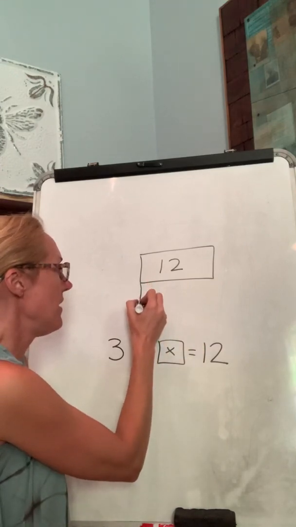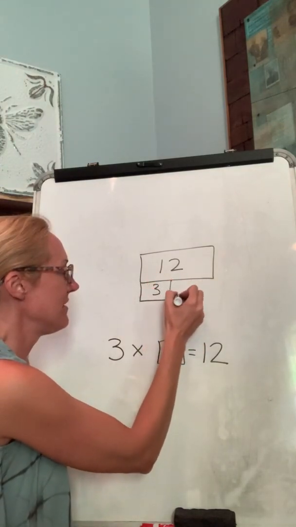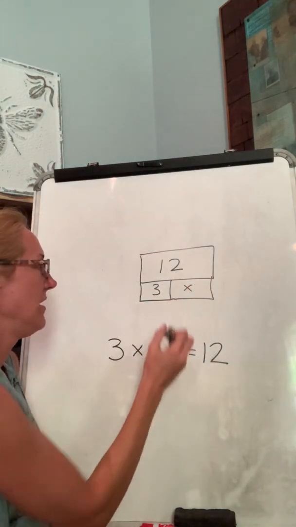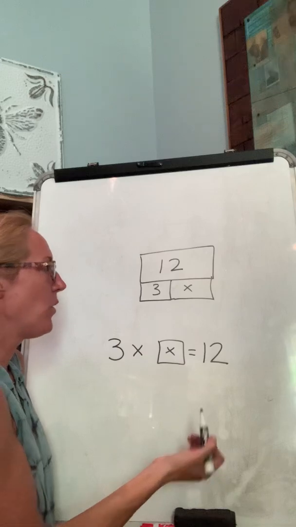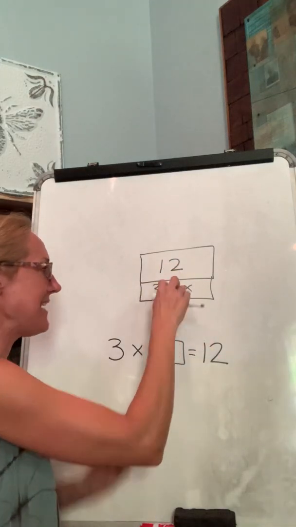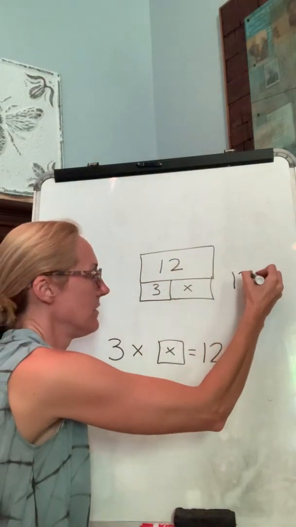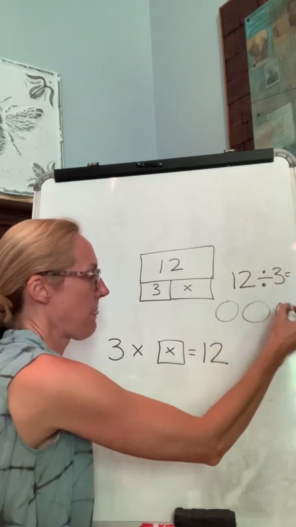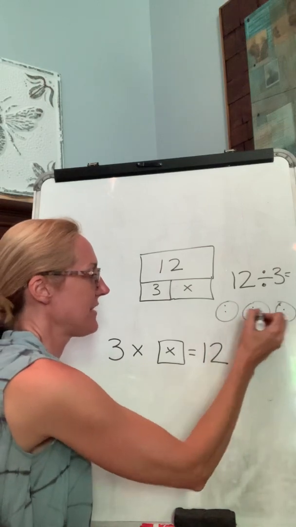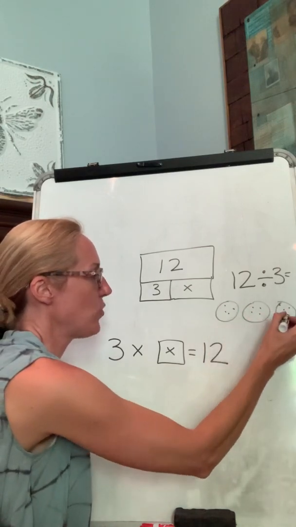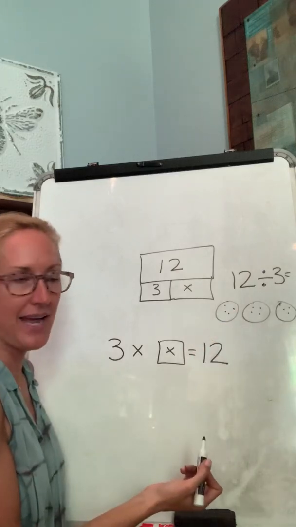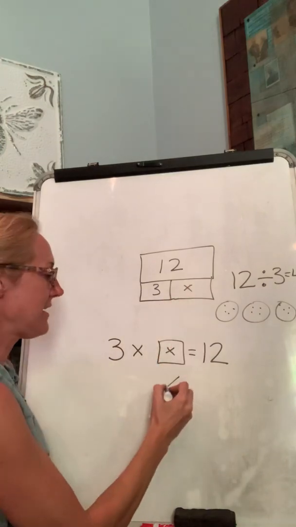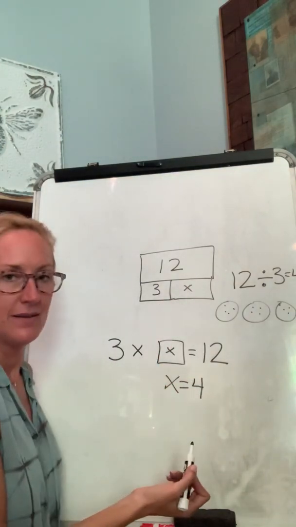Okay, and we know that it was 3 times something, x, this amount. We're going to have 3 of those. How do we figure it out? Well, we need to take our 12 and divide it into 3 groups. 1, 2, 3, 4, 5, 6, 7, 8, 9, 10, 11, 12. So how many carrots? 4. So x equals 4 again.